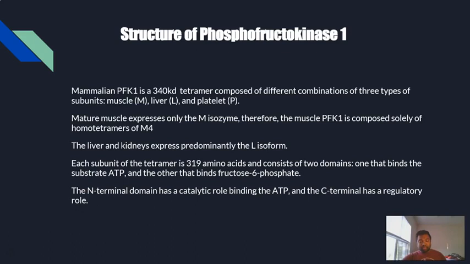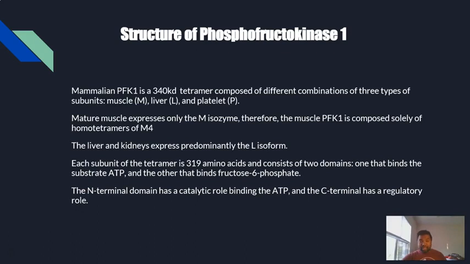For example, mature muscle expresses only the M isozyme. Therefore, muscle phosphofructokinase 1 is composed solely of the homotetramer M4. The liver and kidneys express predominantly the L isoform. In erythrocytes, both M and L subunits randomly tetramerize to form M4, L4, and 3 hybrid forms of the enzyme.